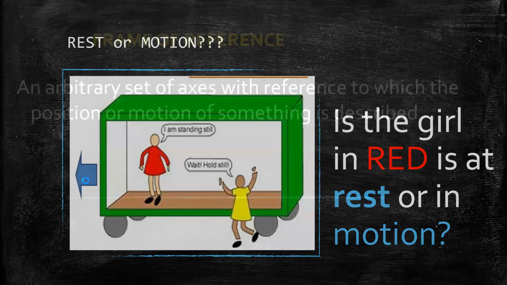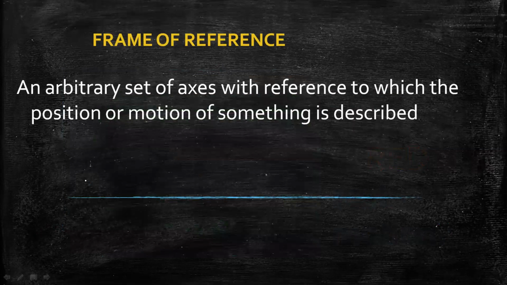Reference point, or sometimes we call it the frame of reference, is defined like this: it is an arbitrary set of axes with reference to which the position or motion of something can be described. The simplest meaning of frame of reference is from where you are observing the object. With respect to your observation point, sometimes the same object can be called at rest or in motion. We all have experienced that.